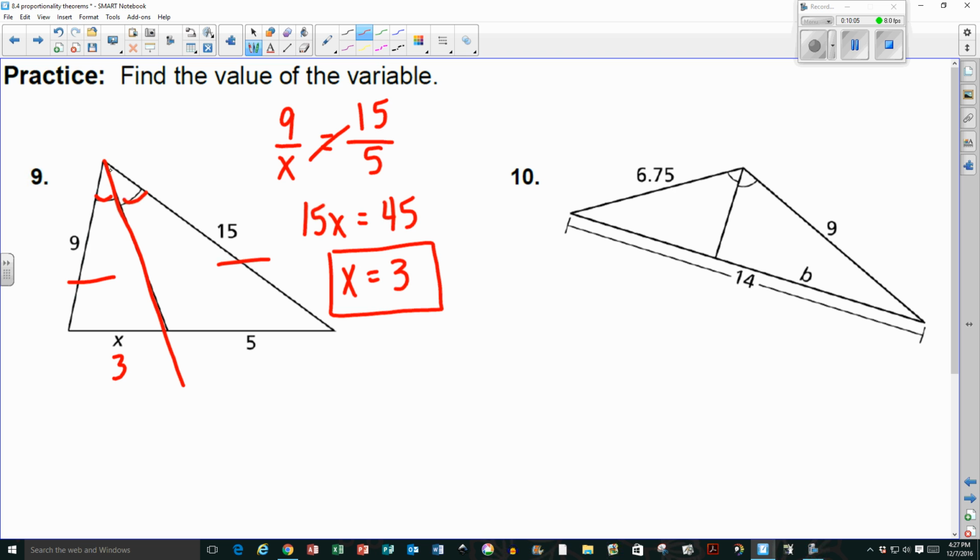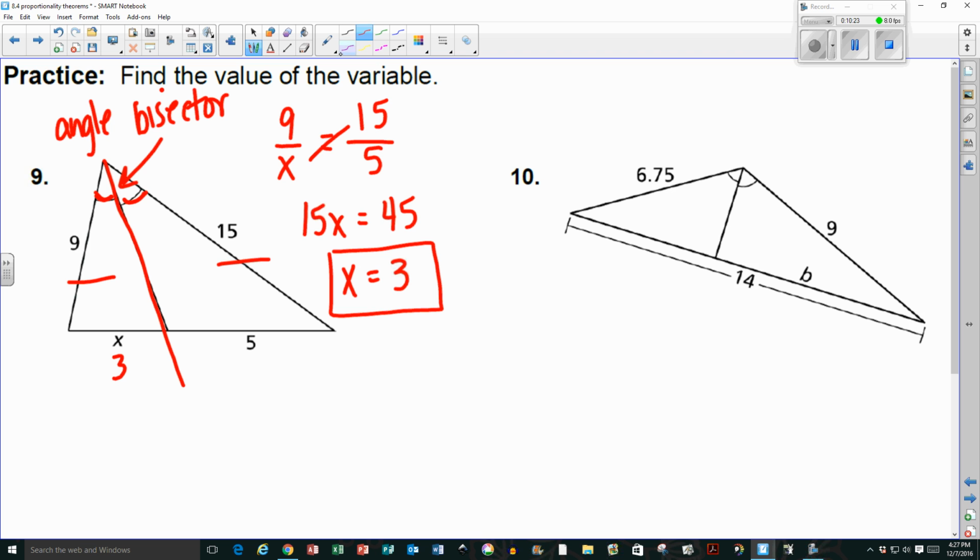So you can see that even though this is bisecting the angle, 3 and 5 are not equal, so this is not a bisector. It is only an angle bisector. So it's only cutting the angle in half. Angle bisector.